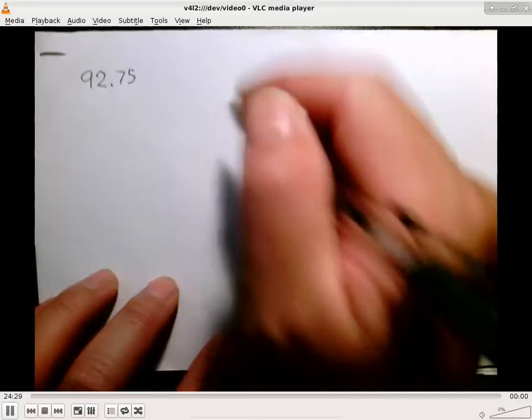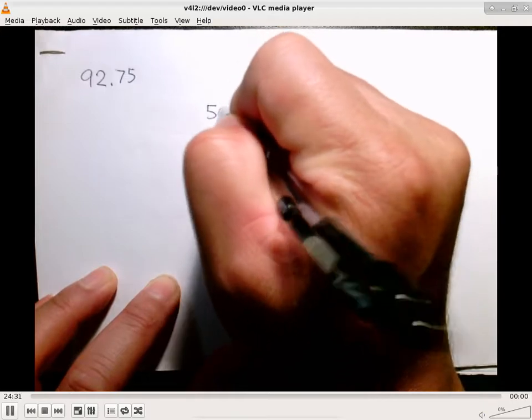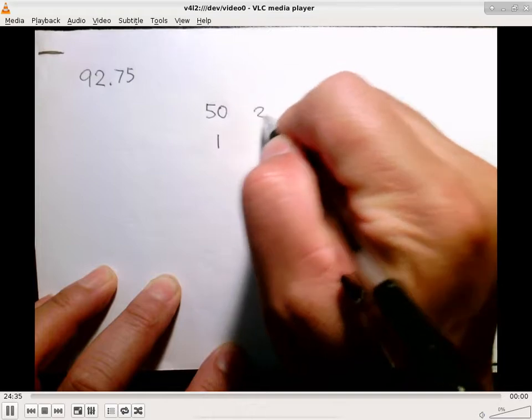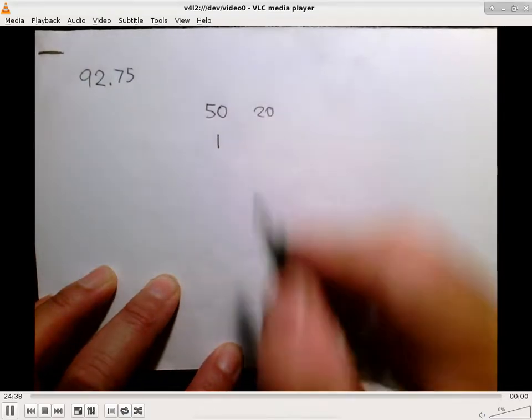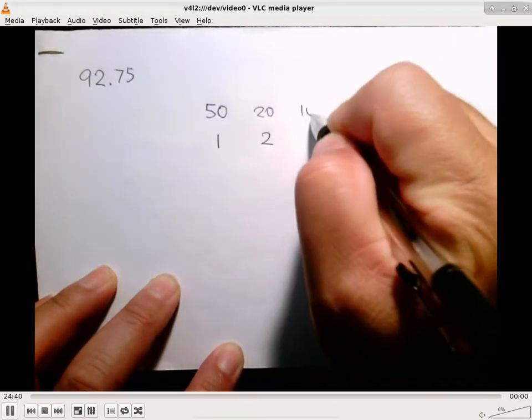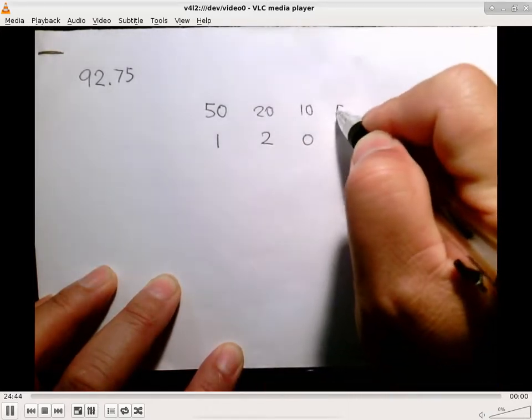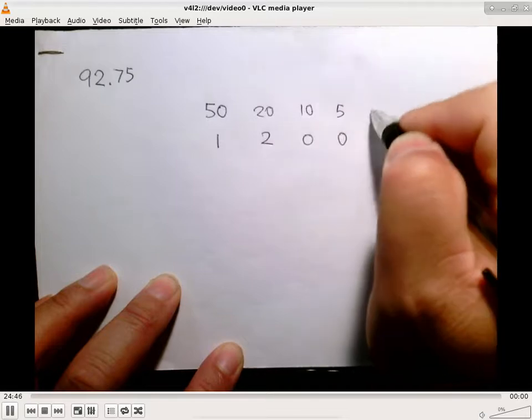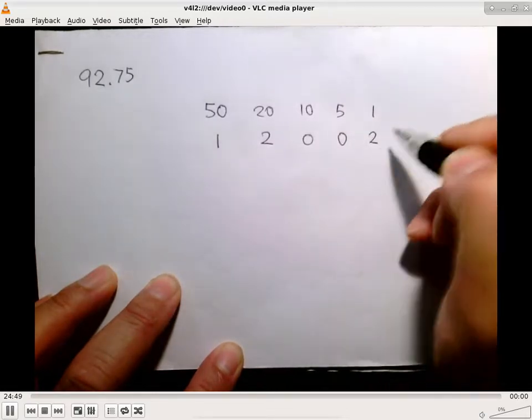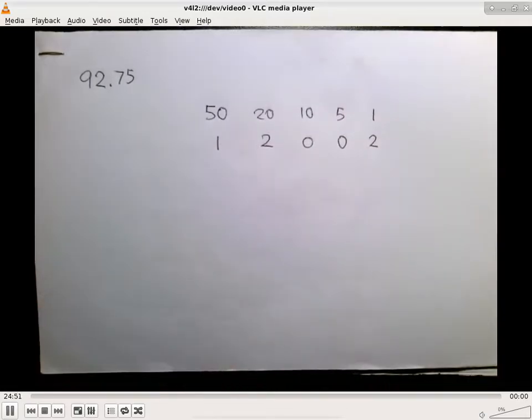So let's say, okay, what about $50 bills? How many $50 bills do I need? One. Okay, after that, how about $20 bills? Two. What about $10 bills? Zero. We don't need any $10 bills. What about $5 bills? What about $1 bills? Okay. Is there a $2 bill? Well, there are $2 bills, but I'm not taking that into consideration because it is unlikely that McDonald's will stock up $2 bills or half dollars, right?